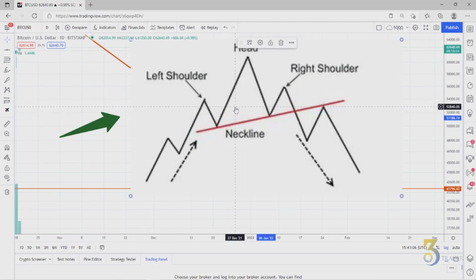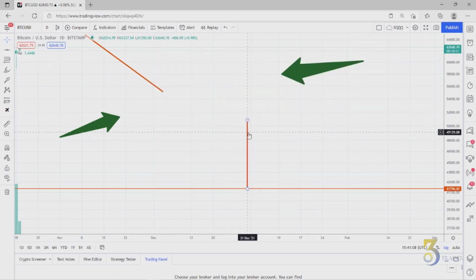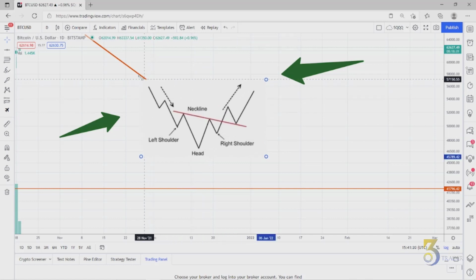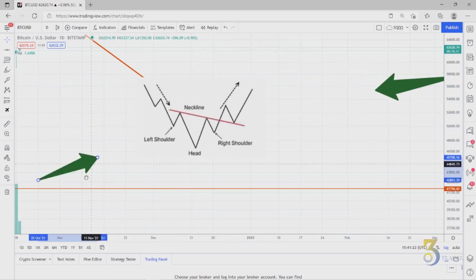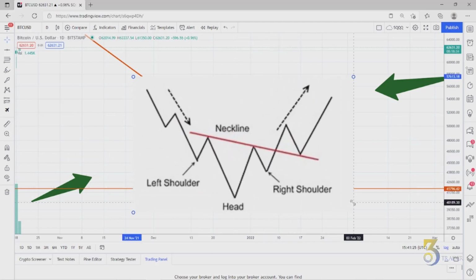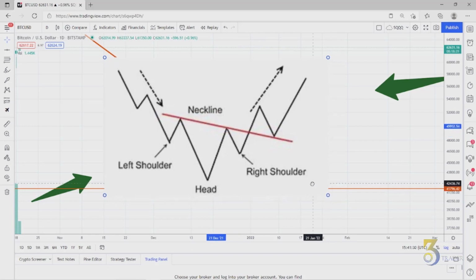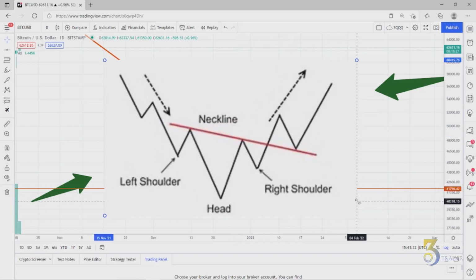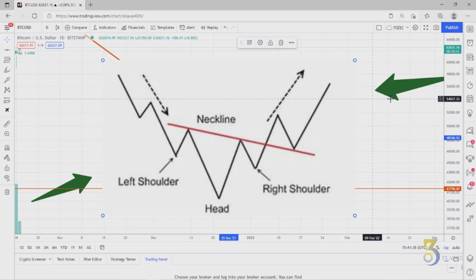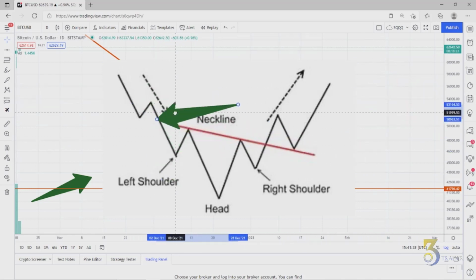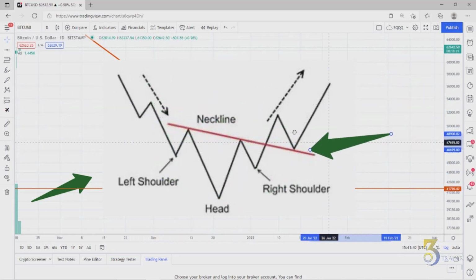All right, let's take a quick look at, let me get rid of some of this, and let's pull up the inverted. I'm going to open this up so you can see it better. Again, as the ascending neckline was the best one for the bearish reversal, for the bullish reversal, the inverted head and shoulders, you want the descending neckline.